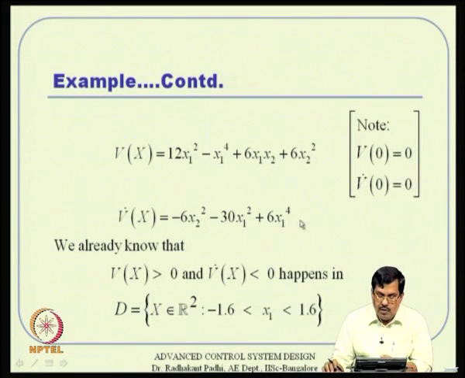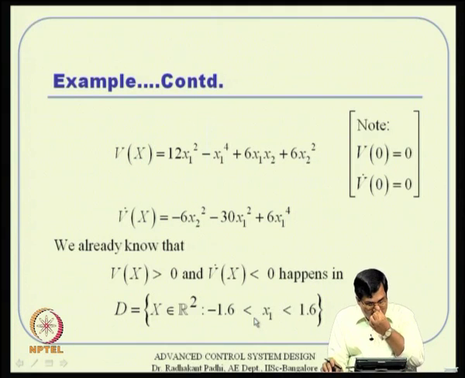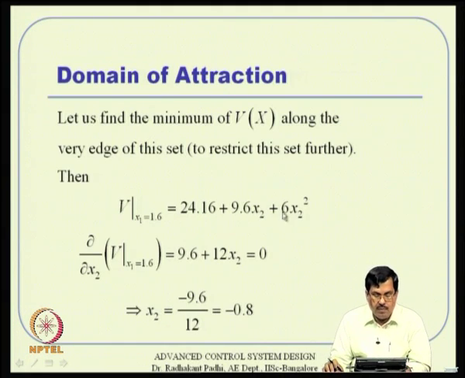On the boundary line, x 1 is equal to 1.6, which means V is a function of only x 2 now, since x 1 is already evaluated at 1.6. So, what happens on the boundary, whether there is a local minimum or maximum or not, let us try to analyze. For analyzing a local minimum or maximum, the first order partial derivative needs to be equal to 0, and hence x 2, if you evaluate that, happens to be minus 0.8.